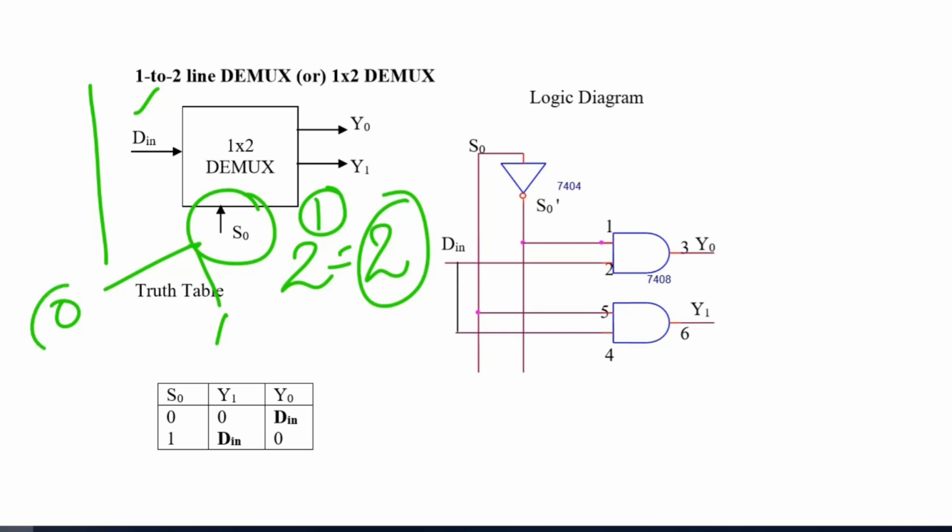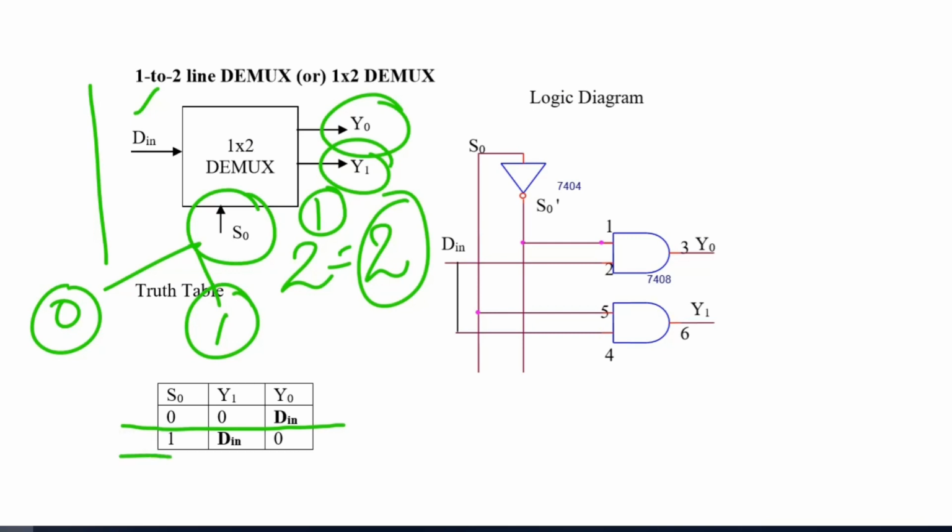If S is equal to 0, then Y0 is equal to D in. If S is equal to 1, then Y1 is equal to D in. See here the truth table. When S is equal to 0, Y1 is equal to 0, Y0 takes the output D in. When S is equal to 1, Y1 is equal to D in, Y0 is equal to 0. So how to express the same?